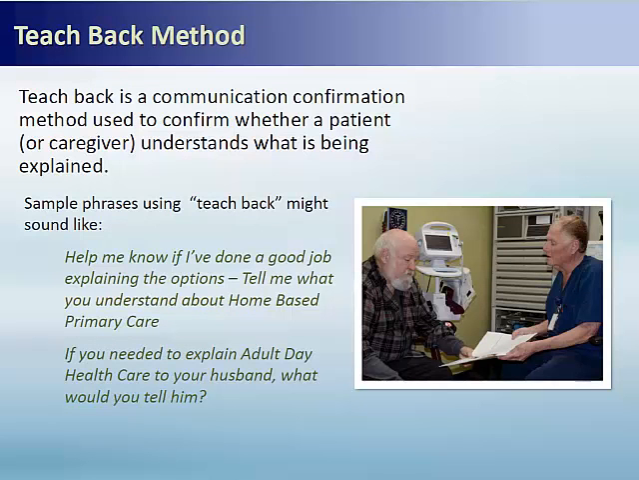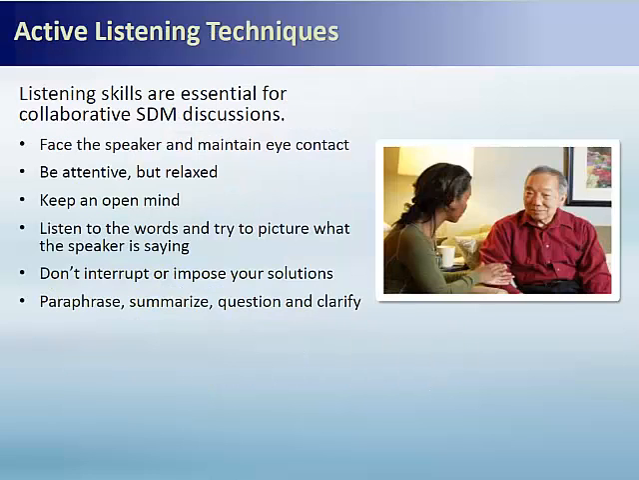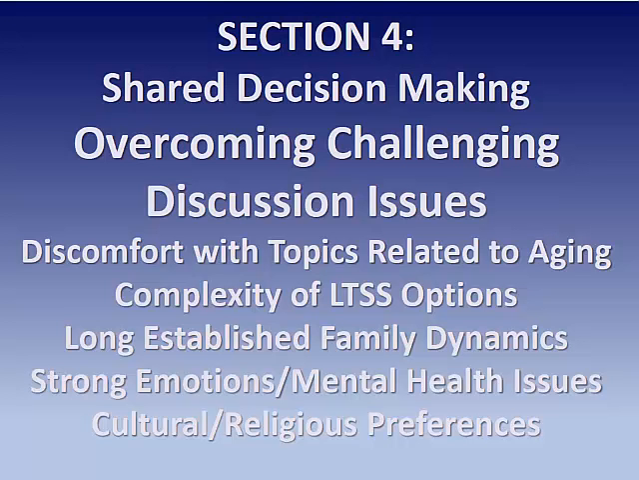Now we'll switch gears and focus on overcoming a range of challenges you may face when using the shared decision-making process, along with some suggested strategies for dealing with them. Keep in mind that issues related to aging, like dementia, can complicate the challenges we'll discuss next. These challenges include discomfort with discussing topics related to old age, sickness, and death, complexity of long-term services and supports options, long-established family dynamics, strong emotions and/or mental health issues, and cultural and religious preferences.